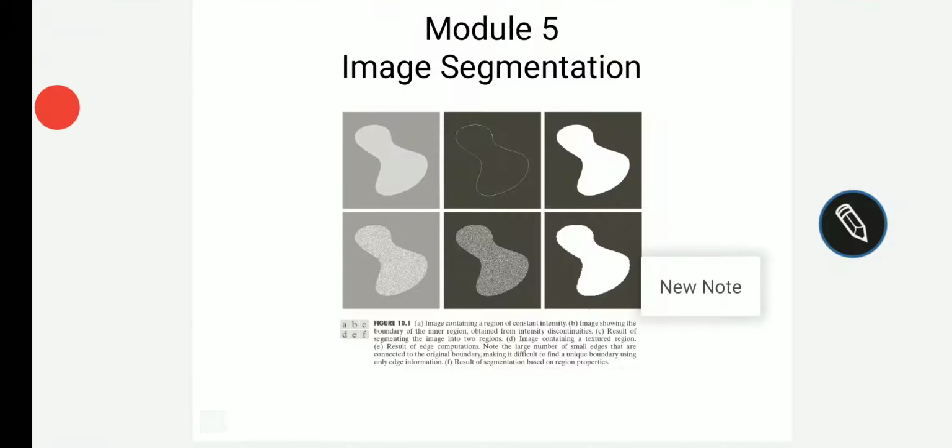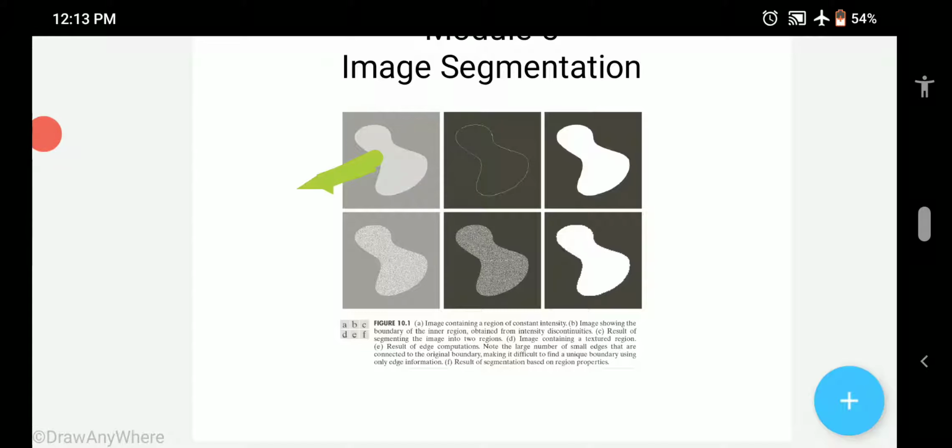Now let us take an example. The first figure, figure A, shows a region of constant intensity superimposed on a dark background, also of constant intensity. These two regions comprise the overall image region. Figure B shows the result of computing the boundary of the inner region based on intensity discontinuities. Points on the inside and outside of the boundary are black, that is zeros, because there are no discontinuities in the intensity in those regions.